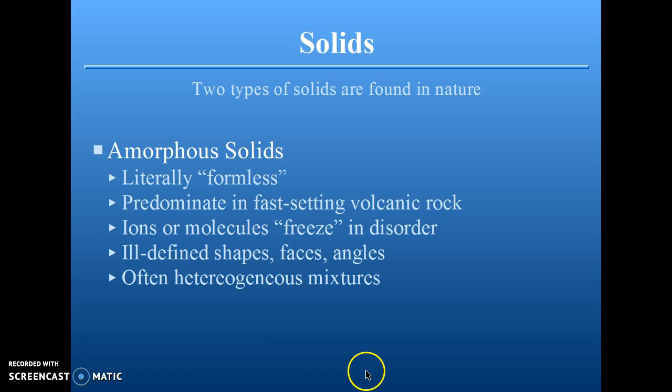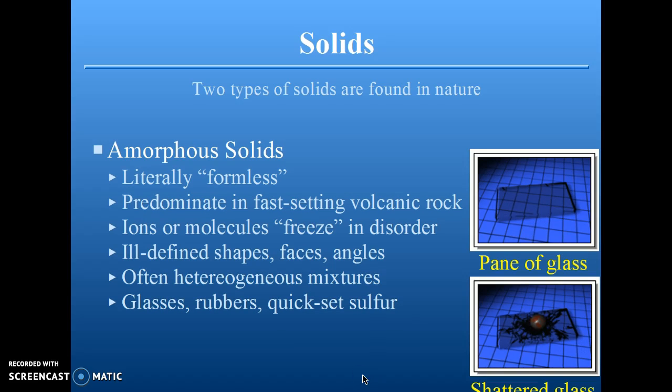Often you find heterogeneous mixtures in amorphous solids. Glasses, rubbers, and quickset sulfur are good examples. If you look at a pane of glass, which of course is mostly silicon dioxide, you see that it doesn't shatter in an ordered way. The fracture lines are very jagged.